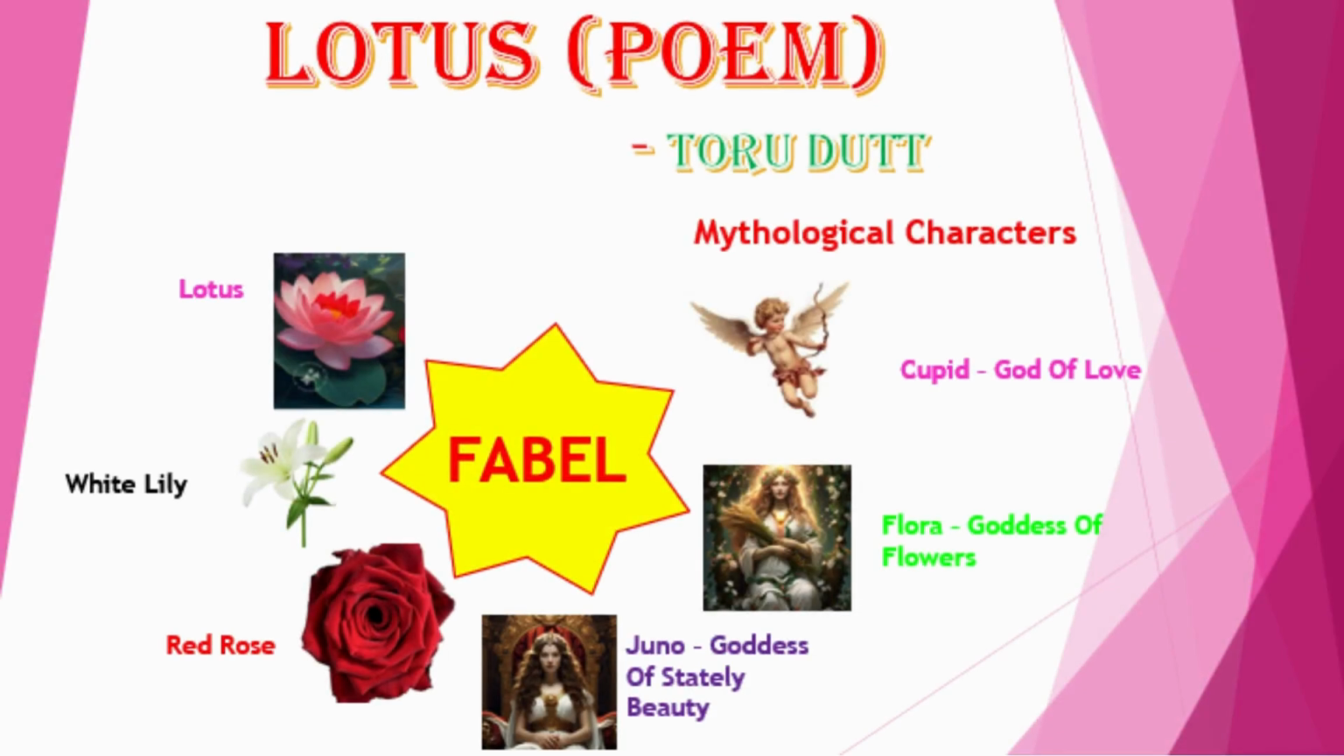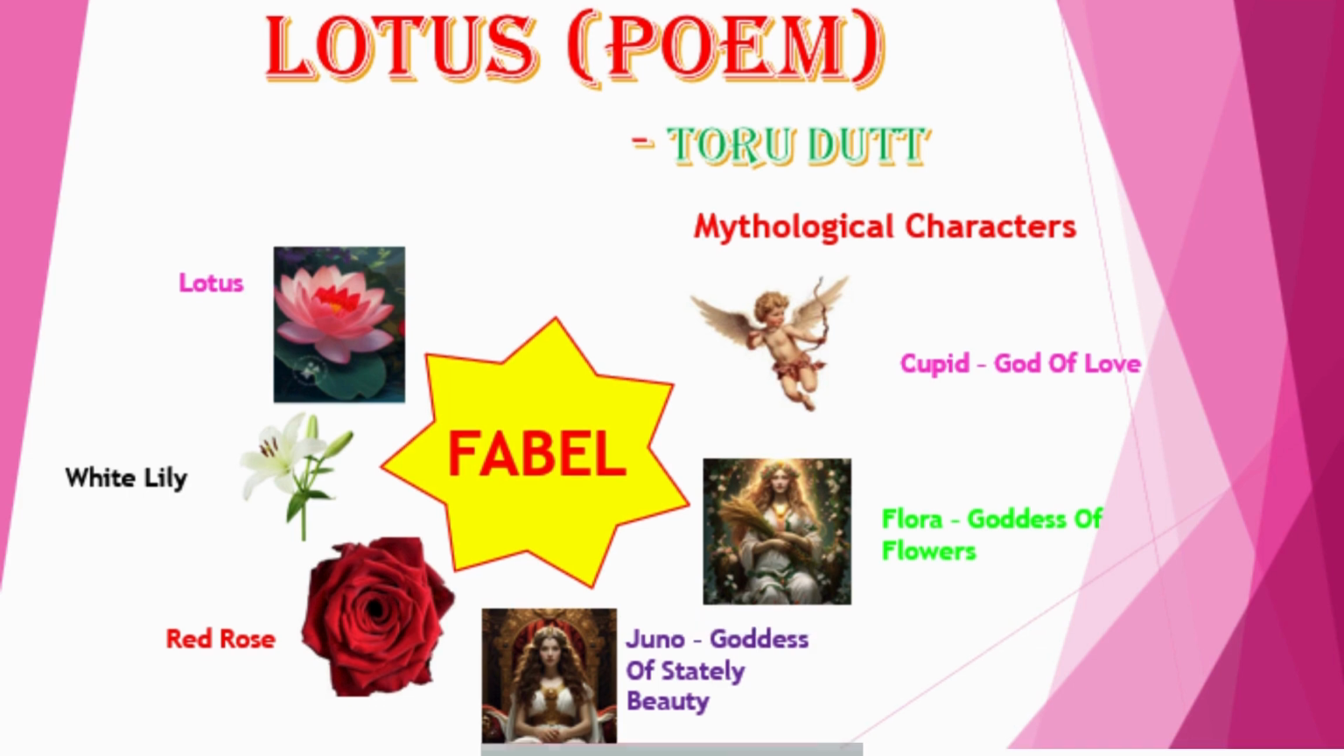In terms of form, the Lotus poem is a Petrarchan sonnet. The poem enacts a type of fable in which the personified figures are: the first one is Cupid, personified as the god of love. Second one, Flora, the Roman goddess of flowering and spring. The third mythological character is Juno, the chief goddess of Roman mythology, known for stately beauty.